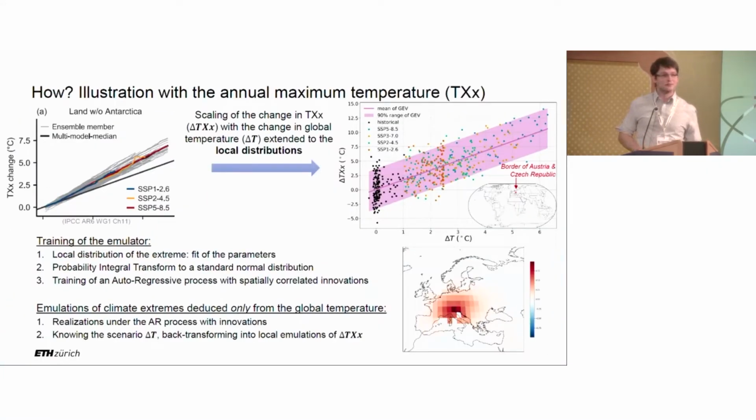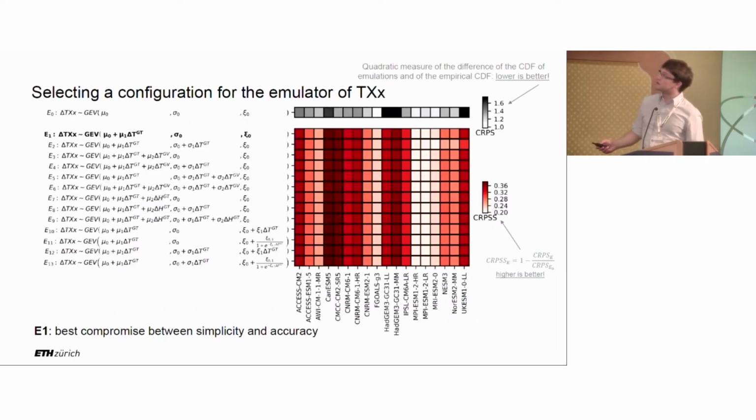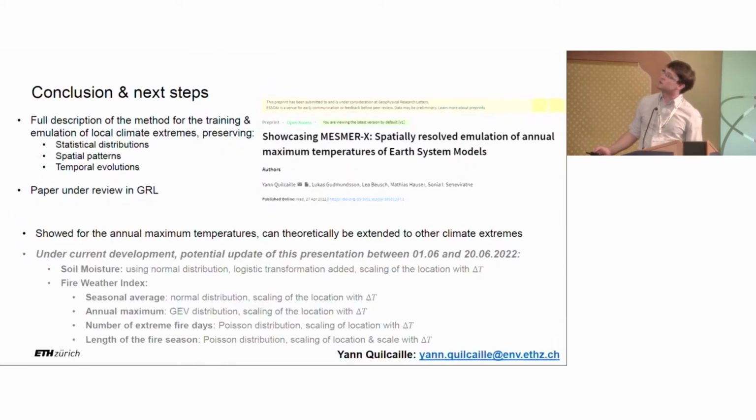So for instance, here I'm using all the SSPs for training, not only one of them, and trying to pull off the realizations by the Earth system models. For the fire weather index, I have these 4 annual indicators, like the annual maximum, the seasonal average, or the number of extreme fire days, and so on. So it depends what kind of climatic extreme we want to provide. But at the moment, we focused on the annual resolution.